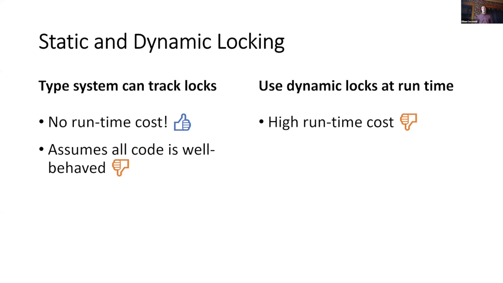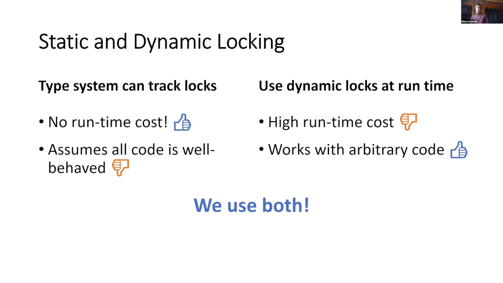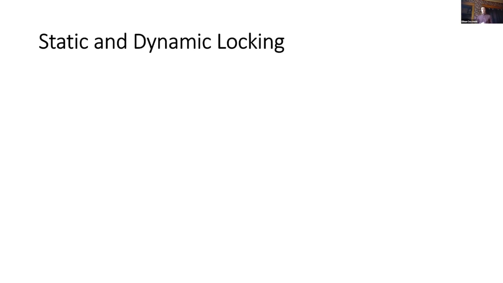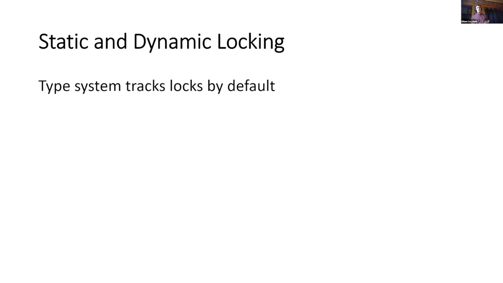This has a potentially high runtime cost, which is a little unfortunate, but it's nice in that it works with completely arbitrary code. And what we want here is to get the best of both worlds. And so we use both. Specifically, we have a type system that tracks the locks by default. So we're going to use this static locking mechanism with no runtime cost by default.